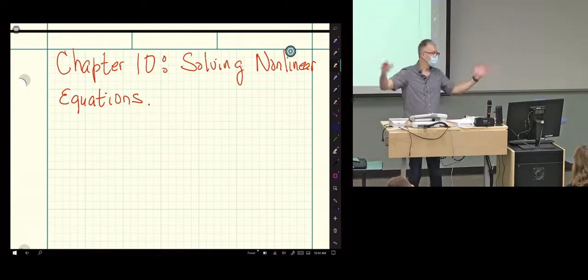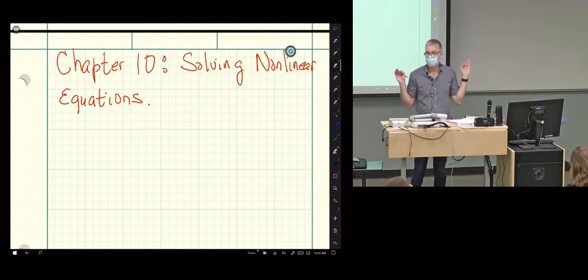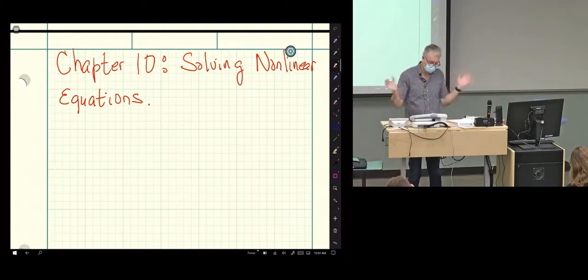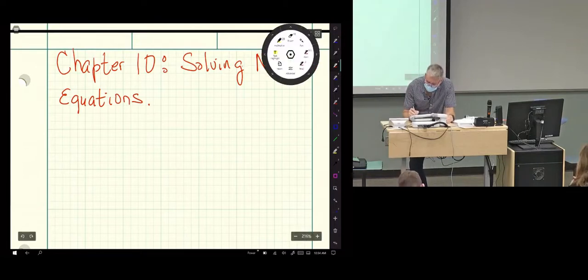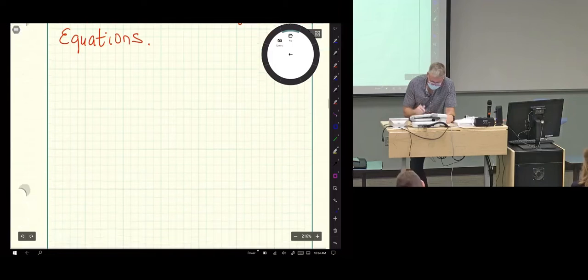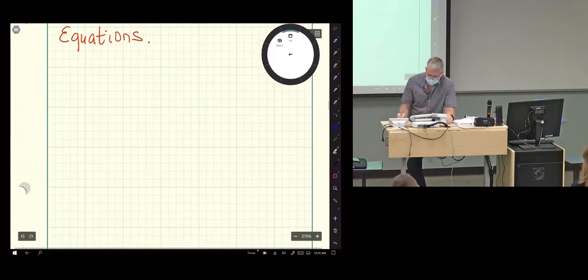So we've kind of killed linear equations. We know almost everything about them. There are a few other little subtleties that one can get into, but we've done a really fantastic job of solving linear equations. You guys know more than almost anybody on campus.